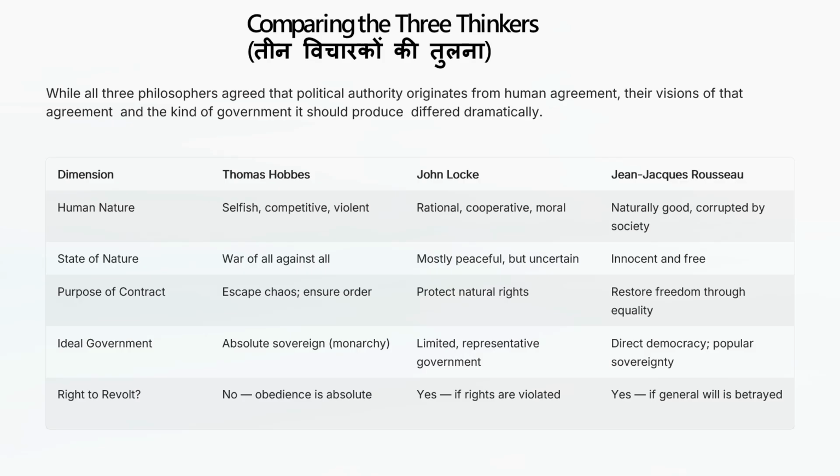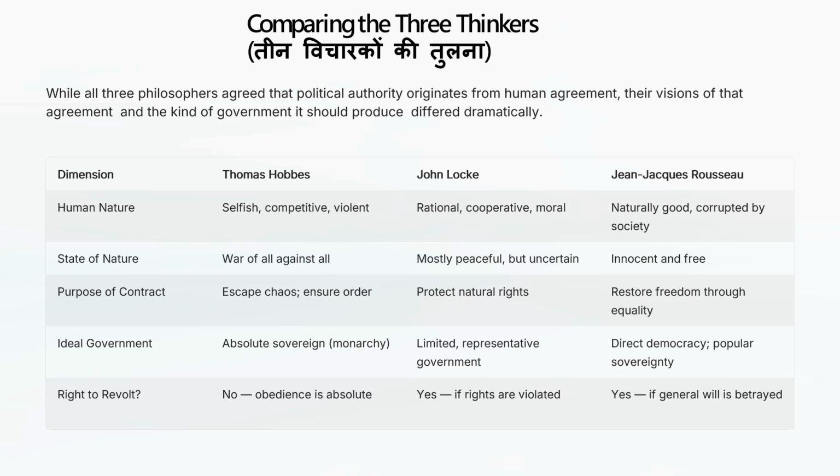If we talk about the second dimension, the state of nature, according to Thomas Hobbes, the state of nature is a war of all against all, whereas John Locke viewed the state of nature as mostly peaceful but uncertain, and Rousseau's state of nature is innocent and free. In the third dimension, according to Thomas Hobbes, the purpose of the contract is to ensure order and escape from chaos, whereas John Locke wants to protect natural rights, and Rousseau's purpose of the contract is to restore freedom through equality.